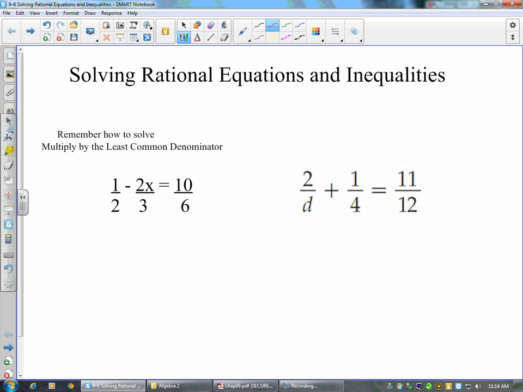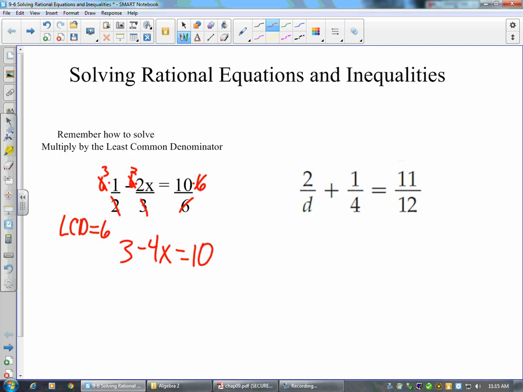So in this first equation, our least common denominator is 6, so we're going to multiply everything times 6. Times 6 and times 6. So 6 canceled the 2 and left a 3. 3 times 1 was 3. 6 canceled the 3, left a 2. 2 times 2 was a minus 4x. And 6 divided by 6 is just 1, so 1 times 10 is 10.